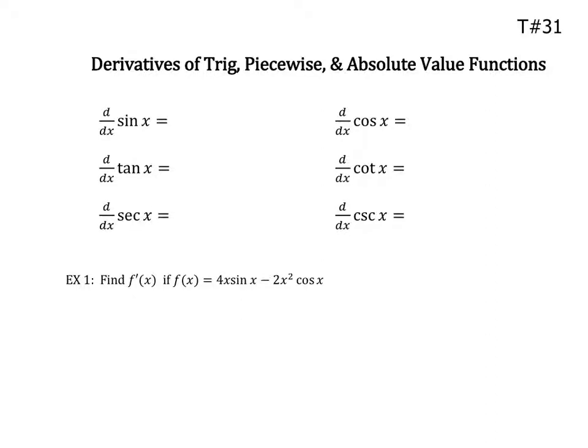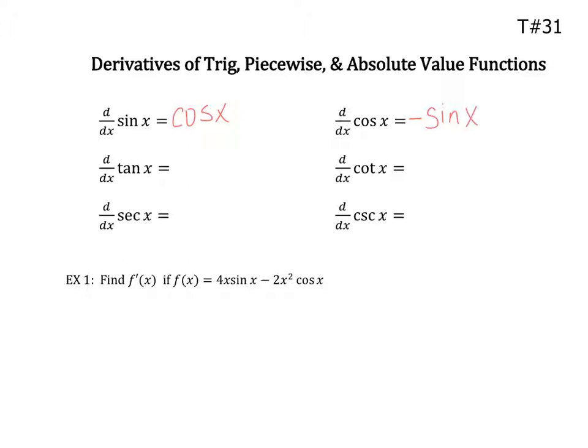All right, let's do kind of a hodgepodge today. And we're going to do some derivatives of trig, which you've done before. So hopefully you can remember all these six derivatives. So practice and see if you get those correct. And remember, the derivative of sine is cosine. The derivative of cosine is negative sine.